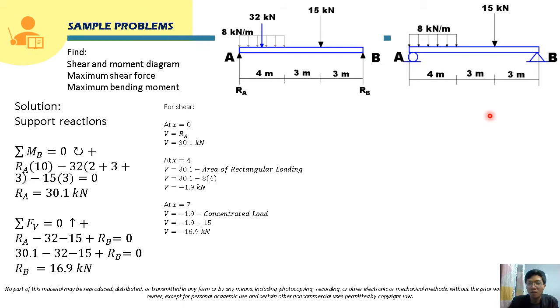So this is the shear at x equal to 7 at this point. After this, class, the last point will be here, so this is x equal to 10. For x equal to 10, at this segment, the shear at x equal to 7 is negative 16.9. So that will be constant from x equal to 7 to 10. Meaning to say, class, the shear at x equal to 10 is negative 16.9 kilonewton.